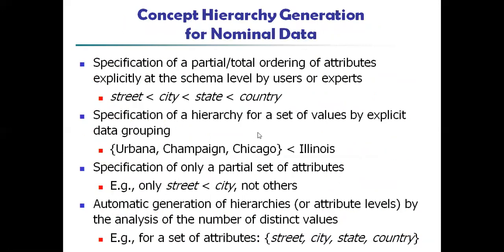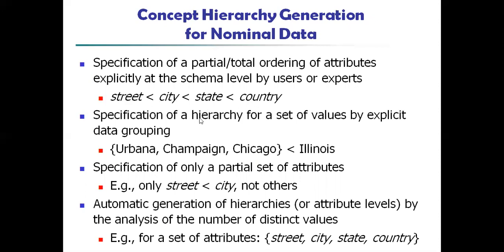You see here the concept hierarchy generation for nominal data. The specification of the partial and total ordering of the attributes explicitly at the schema level by the user or expert. See, if you go from top level to bottom, street is nothing but comes under city. The city comes under the state, and the state comes under the country. So if I am scanning from left to right, it will become bottom to top. If I am scanning from right to left, it will come under top to bottom.